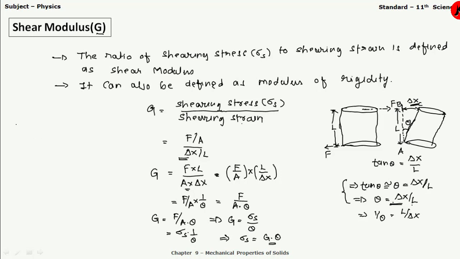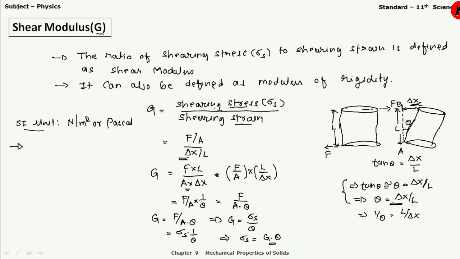Now, what about the SI unit? It is similar to Young's modulus, because here in the numerator we have stress and in the denominator we have strain, and we know strain has no unit. So the SI unit is Newton per meter square, or you can write Pascal, right? So this is the basic concept of shear modulus.